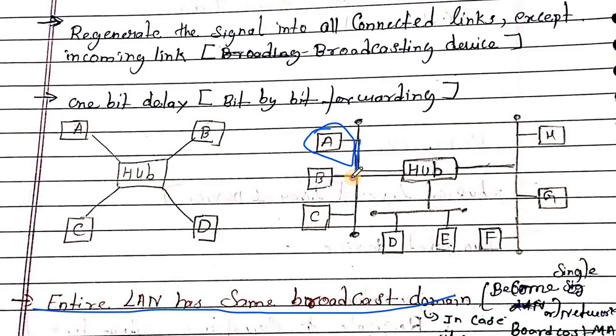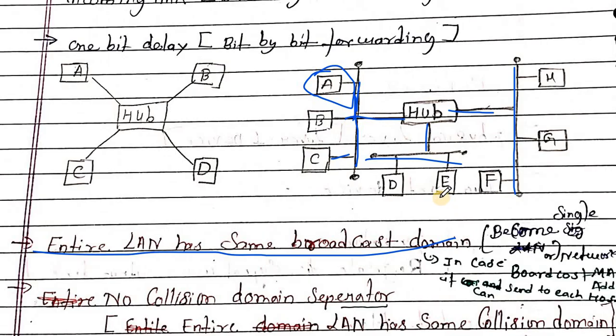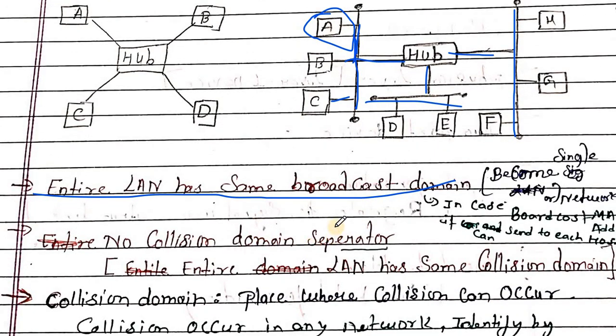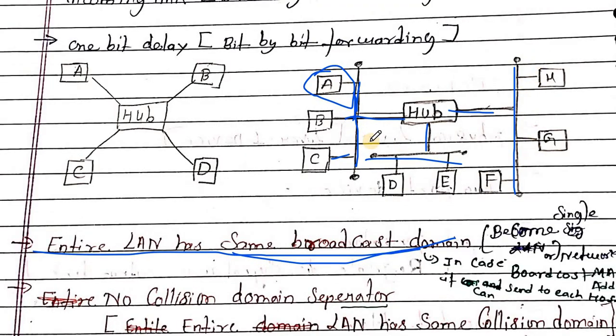sent by A, then it travels through the channel and is received by B, C, and it is sent through the hub toward this network and this network also. So in this network H or G also get the frame, and another network D, E, F also get the same frame. So there is the same broadcast domain, the frame is received by all the nodes.